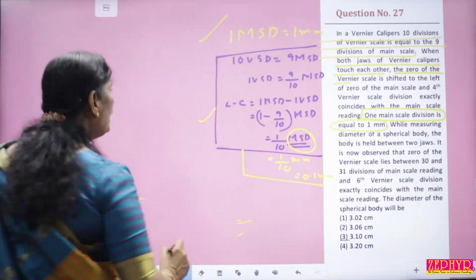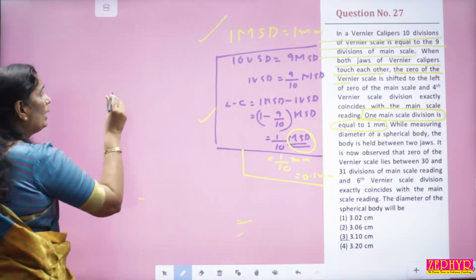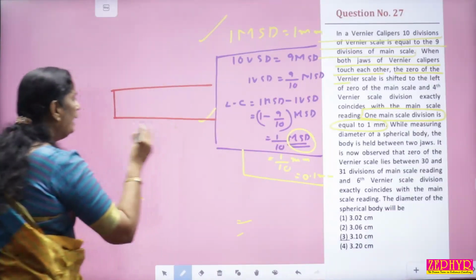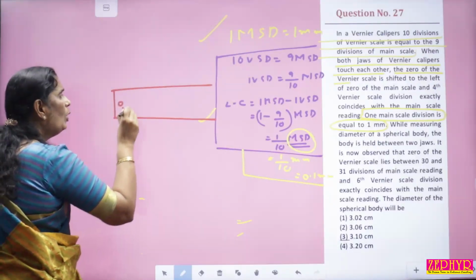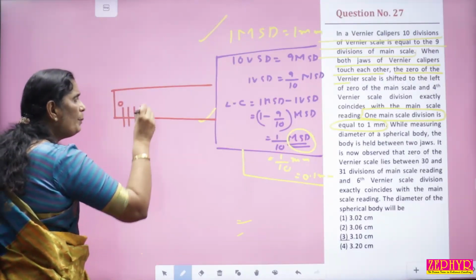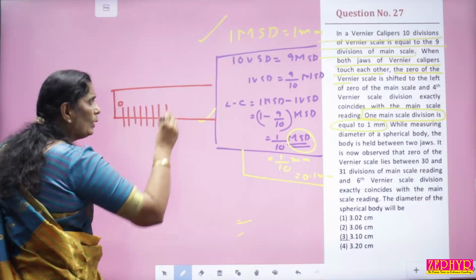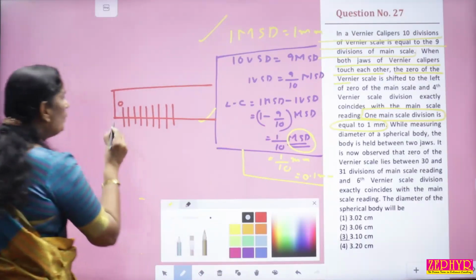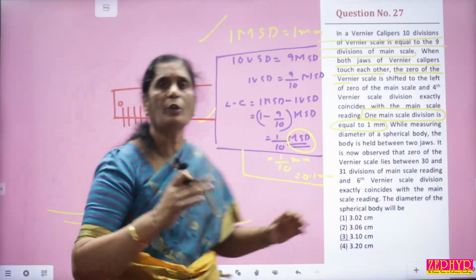Okay, how do we read the zero error? The zero error will come at the start. This will be our main scale: 0, 0.1, 0.2, 0.3, 0.4, 0.5, points like that. And we'll have the vernier scale below that. So when you keep both the jaws at zero, they may coincide. Then there is no zero error.